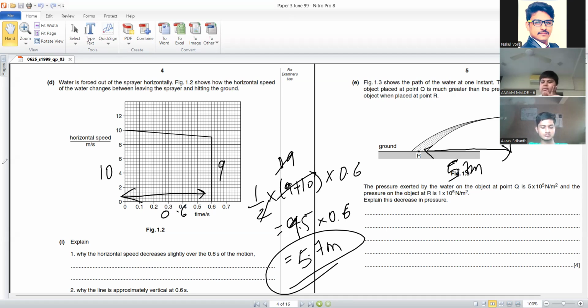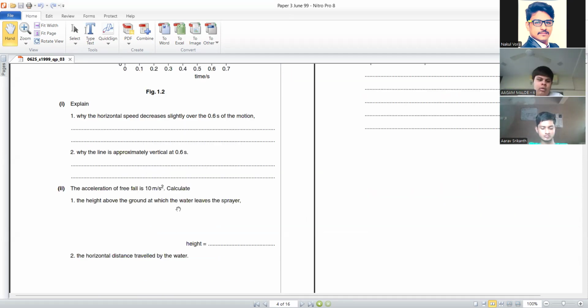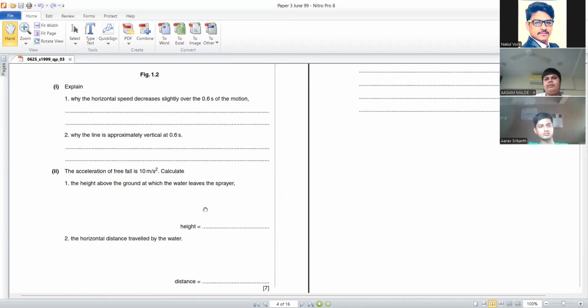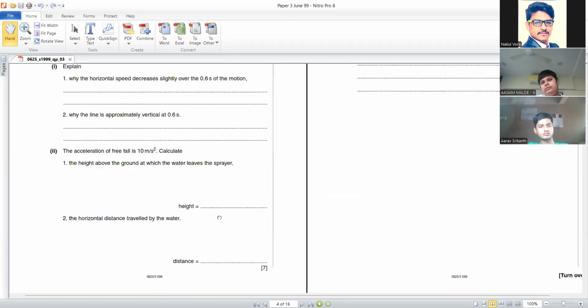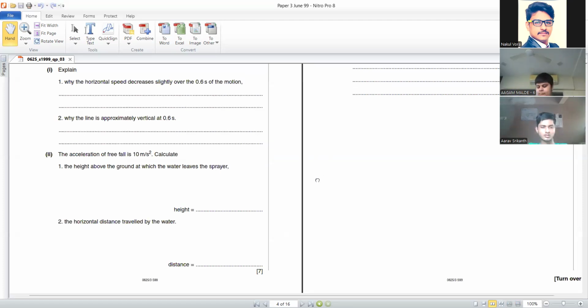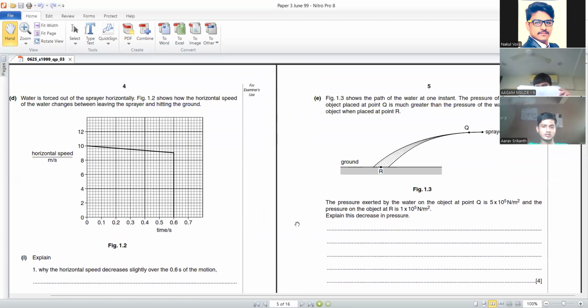So when you are finding the height, if you would have done that blunder of taking just 10 as your initial horizontal velocity, you would have again goofed up over here. This would have been wrong. So it has got 7 marks out of this. This is 3, this is 4 marks. Okay? Clarity, Arav? Yeah.